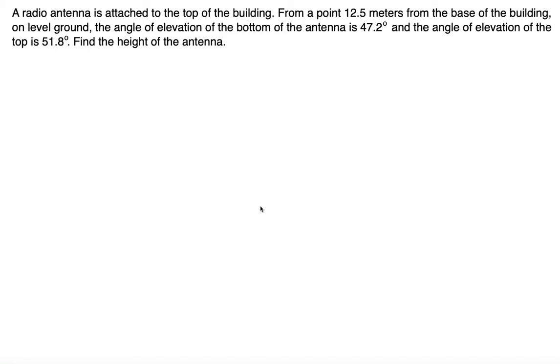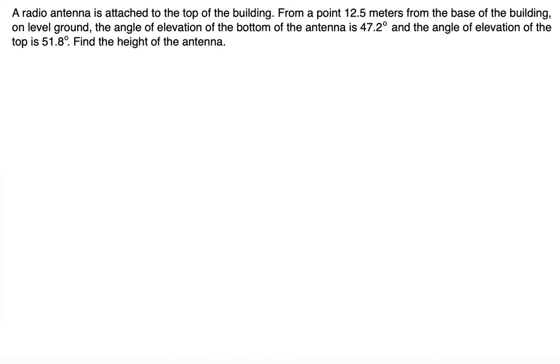A radio antenna is attached to the top of the building. From a point 12.5 meters from the base of the building on level ground, the angle of elevation of the bottom of the antenna is 47.2 degrees and the angle of elevation of the top is 51.8 degrees. Find the height of the antenna.